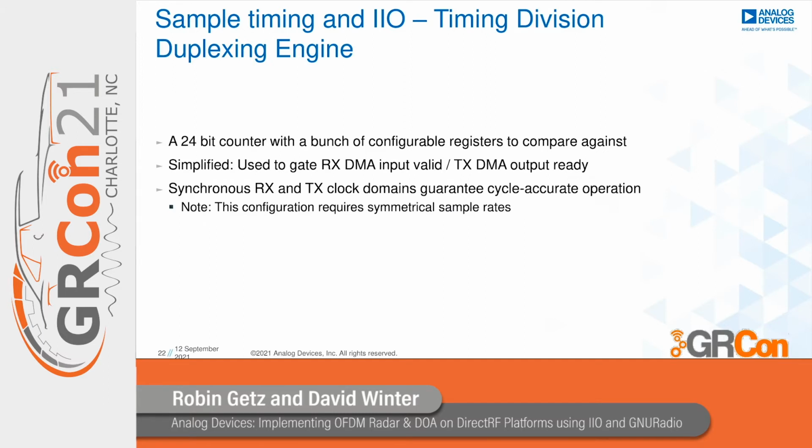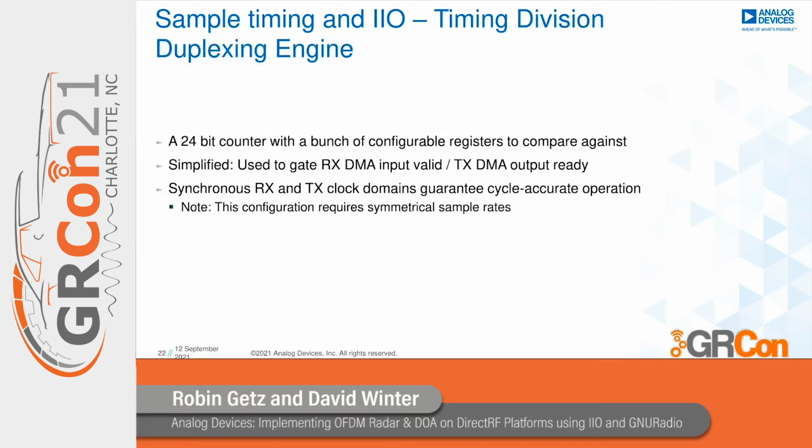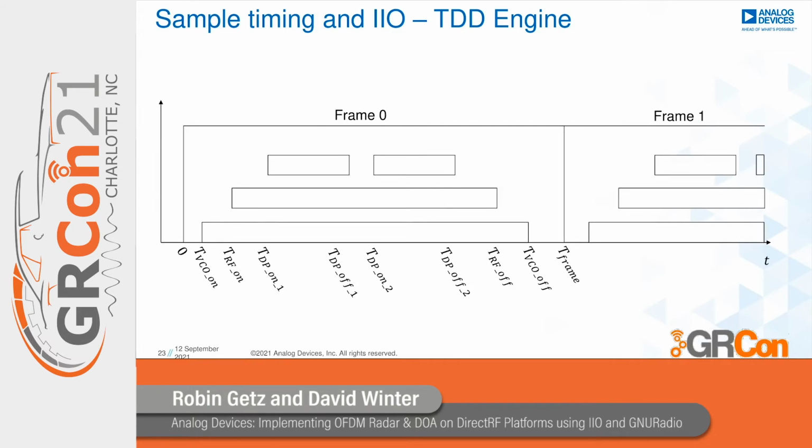Just a bit of context, the TDD engine is basically a 24-bit counter. It increases monotonically, and then you have a couple of comparison registers that turn on or off certain output signals. It looks something like this, where we go in this direction with each clock cycle, and once we reach the value that's in the VCO on register, we turn on our VCO channel, and once we reach the value that's in the VCO off register, we turn off the VCO channel, and so on.